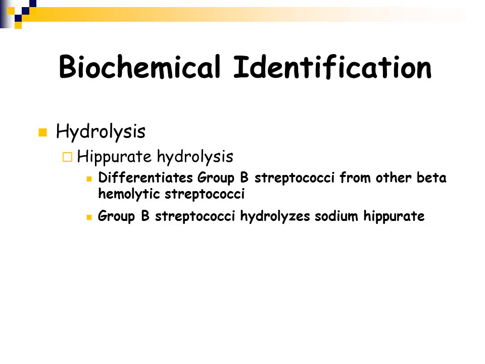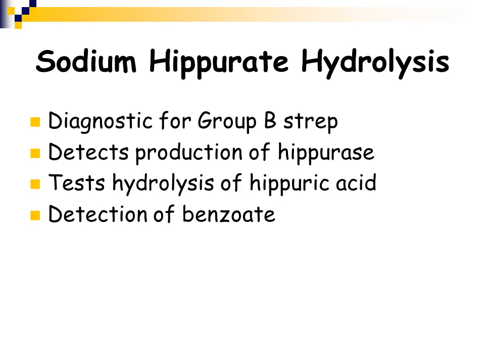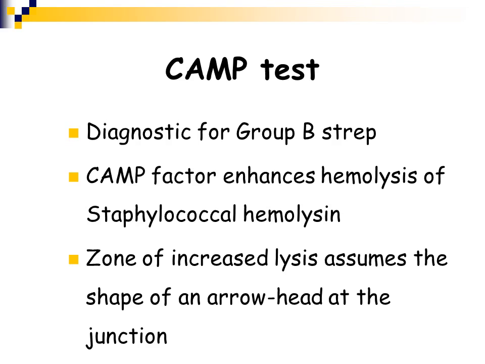Hippurate hydrolysis is not a common test done anymore, but it is a test that can differentiate the group B Streptococci from other beta hemolytic Streptococcus species. So the group B Streptococcus, or Streptococcus agalactiae, will hydrolyze sodium hippurate. Again, diagnostic for group B, it tests for the production of the enzyme hippurase, and the detection is benzoate.